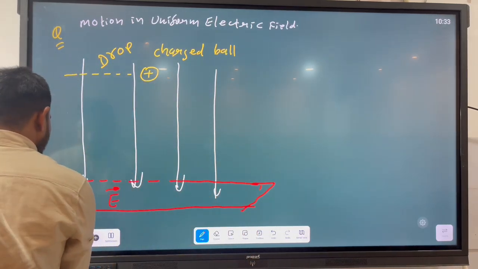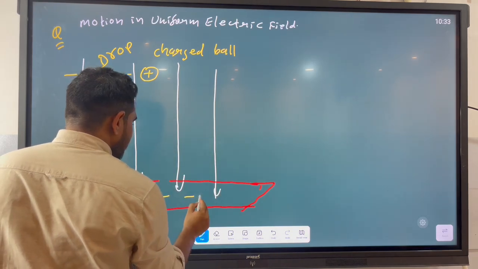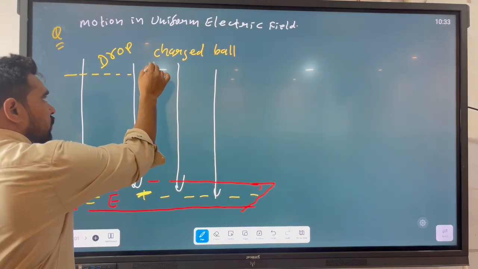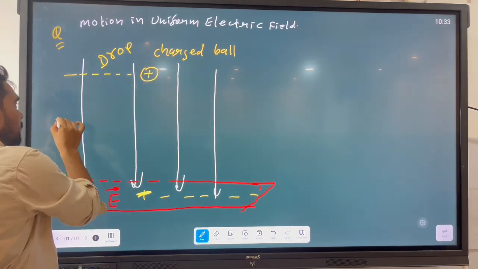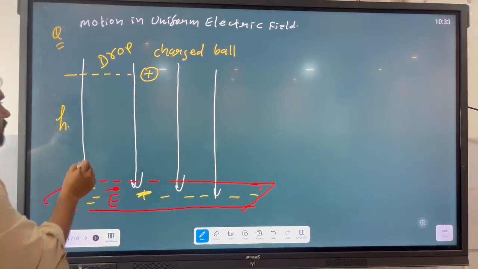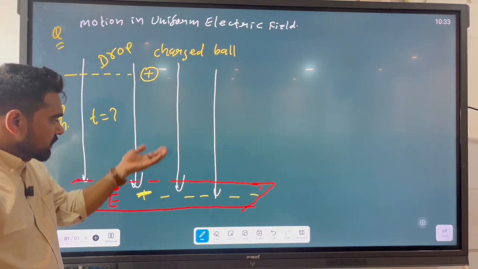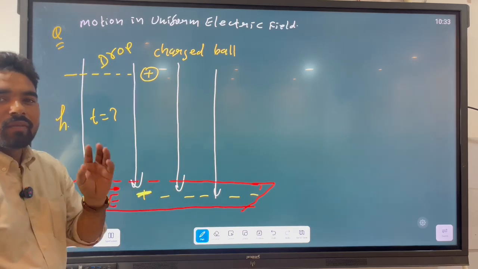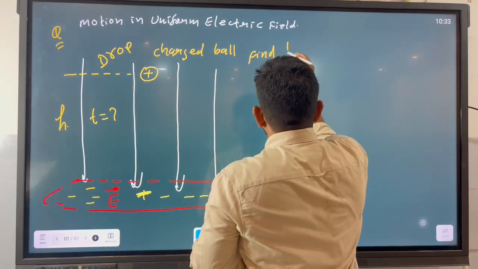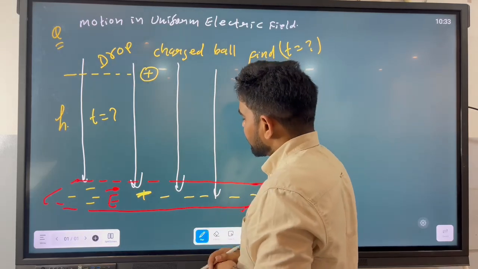This is a uniform electric field, and here suppose negative charge is distributed like this, right, and a positively charged ball is dropped from height h from the ground. In this situation, find the time at which the ball reaches the ground point, right. Find the time when the ball reaches the ground point.